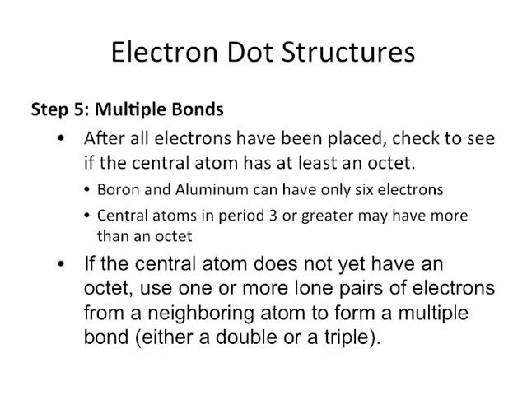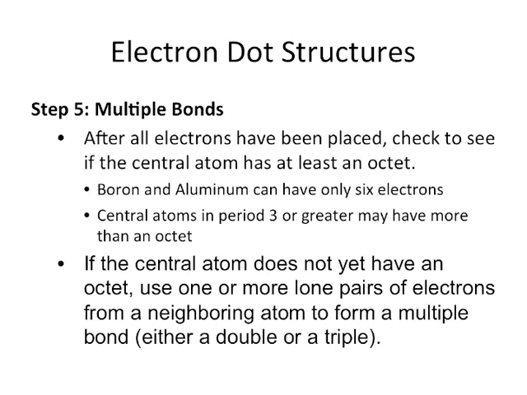And the 5th and last step is the multiple bond step. After you have placed all the electrons around your terminal atoms and your central atom, if necessary, then you need to check to see if your central atom has at least an octet, or at least 8 electrons. So count the electrons, the bonding pairs and the lone pairs, if any, around your central atom. If your central atom has less than an octet, then you need to make multiple bonds in order to give it an octet.